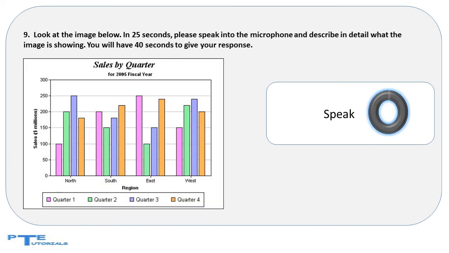The bar graph shows sales by quarter for the year 2005 in the North, South, East and West regions. Sales in North were the highest in the third quarter at 250 million, followed by 200 million in second quarter.